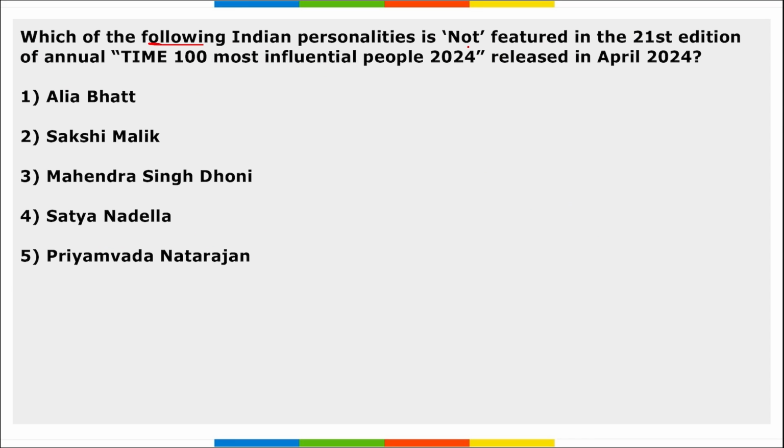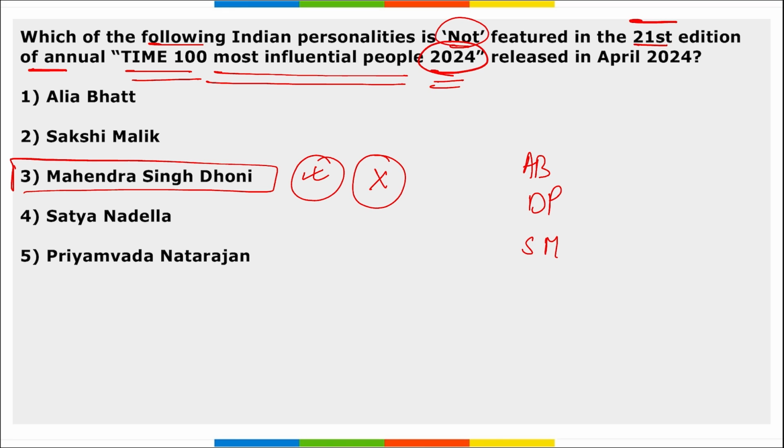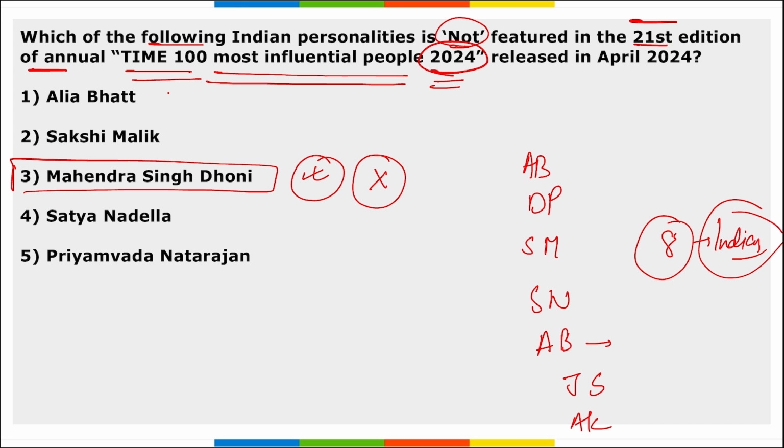Next, which of the following Indian personalities is not featured on the 21st edition of the annual Time 100 Most Influential People 2024 list? Here it is Mahendra Singh Dhoni, that is MS Dhoni, right? He is the Indian personality who did not feature on the list released in April 2024. Rest, remember Alia Bhatt, Dev Patel, Sakshi Malik, Satya Nadella, Ajay Banga, who is the World Bank president, Jigar Shah, Asma Khan, and Priyamvada Natarajan are on this list, and these are the 8 Indians who featured on the Time 100 most influential people list, right?